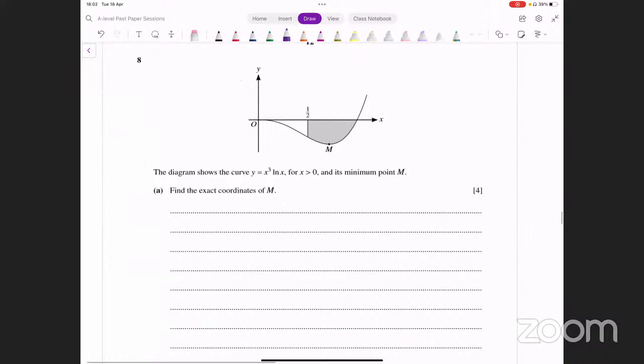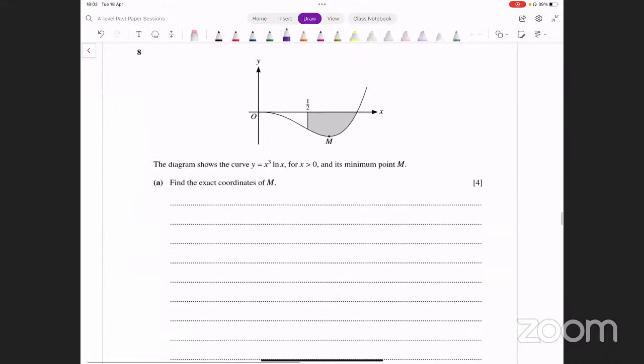This is differentiation. Okay. We have this diagram. In the second part, we may need to do integration to find the shaded area. Question number 8. Let's have a look at this.